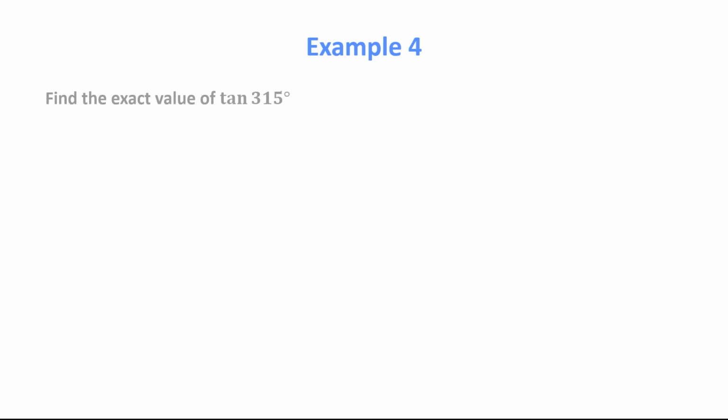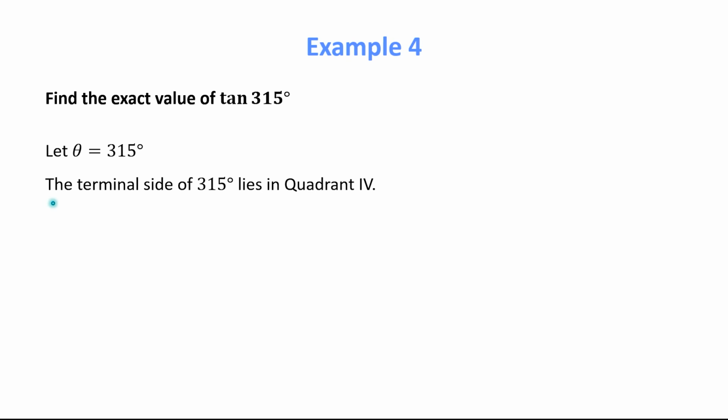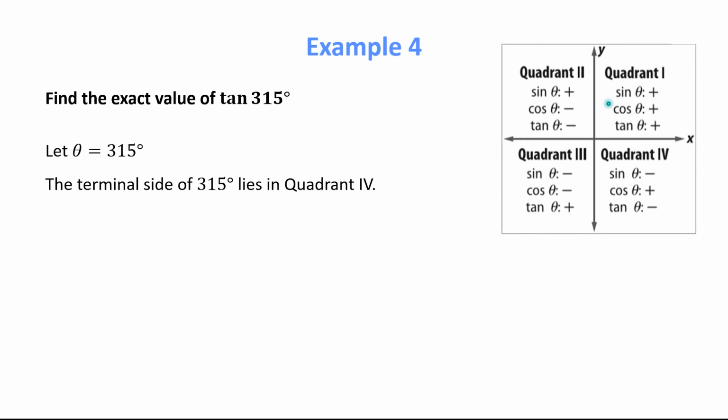So let's come to example 4. Find the exact value of tan 315 degrees. So theta is 315 degrees. And we know that the terminal side of 315 degrees lies in quadrant 4. So if we look at quadrant 4, of course we're evaluating the tangent of 315 degrees, so tan. We see that tan is negative. So we know that tan of 315 degrees will be a negative number. So then if we look at the reference angle, using the reference angle rules, we know that theta dash is 360 minus 315, which is 45 degrees.